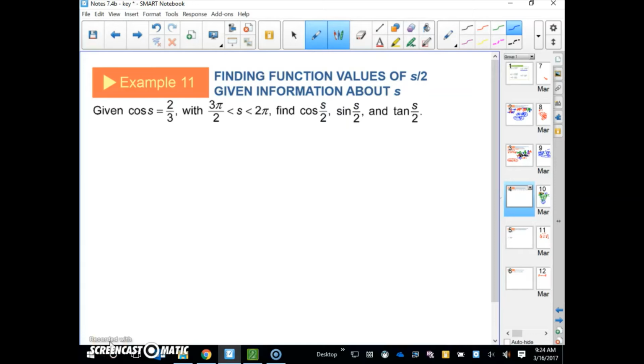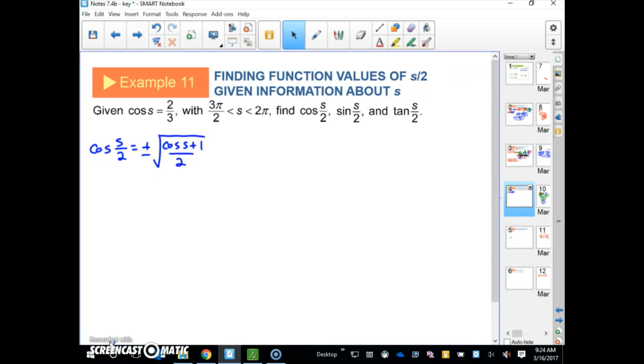Example 11 says given cosine s equals 2/3, and then they give you some information about where that angle is. Find cosine s over 2, sine s over 2, and tangent s over 2. We're finding some half angles, and there's one step in here that's kind of tricky. When you look at your cosine s over 2, let's do the first one. The half angle for cosine is going to be plus or minus square root of cosine s plus 1 over 2. Plus or minus means we're going to have to look at the quadrant, and that's a little bit difficult to do. You've got to really think hard about that.